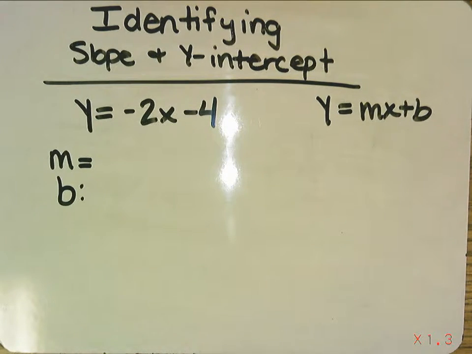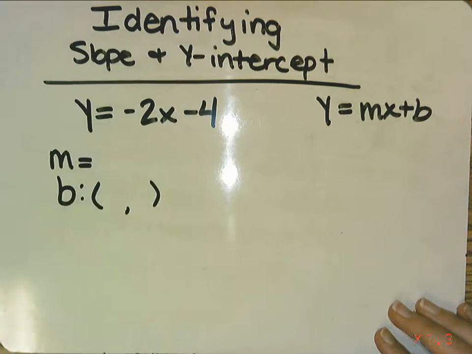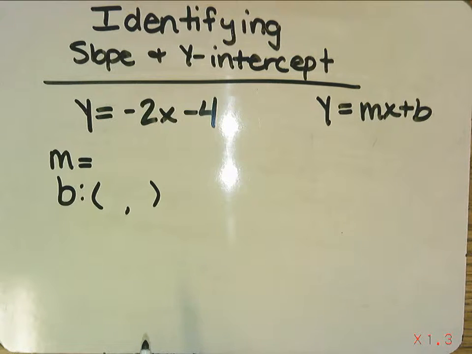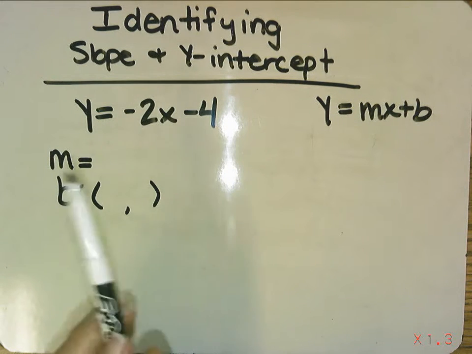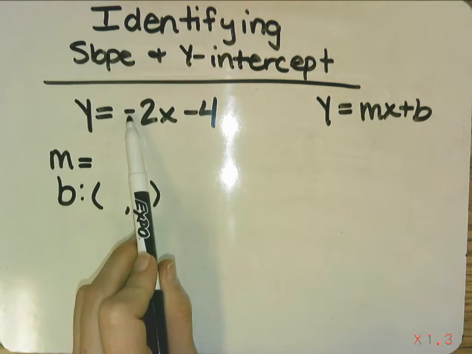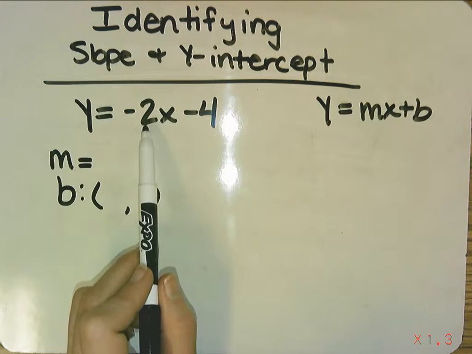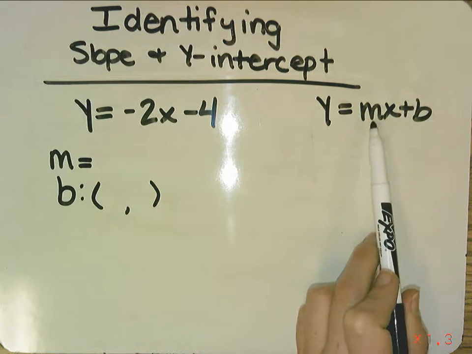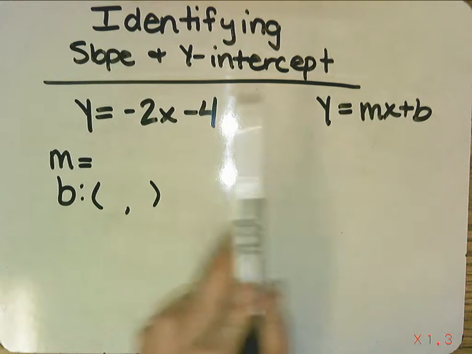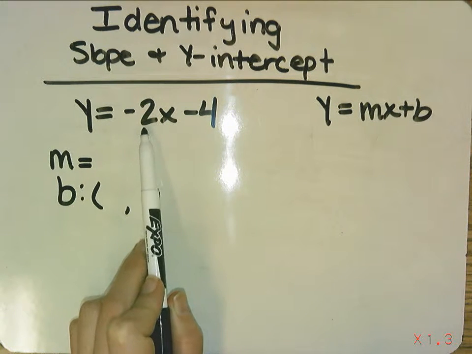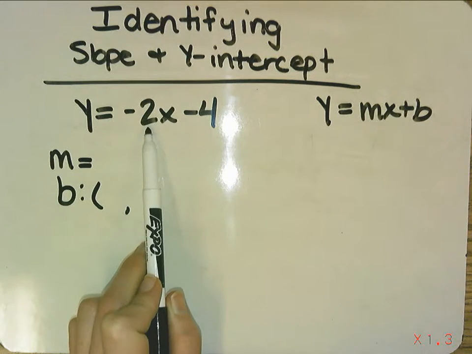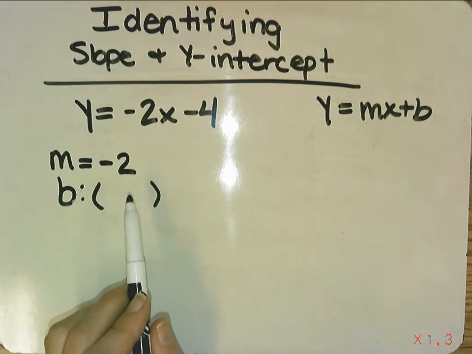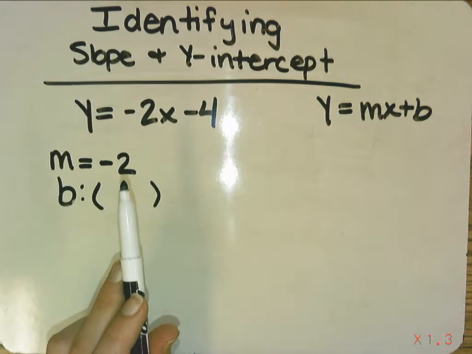Our y-intercept we always write as an ordered pair, so to remind myself of that, I'm going to set myself up with some parentheses and a comma. So now, the most important thing when identifying your slope is that the sign comes with your number. So your slope, if you look at the y equals mx plus b equation, you'll notice that it is slope times x. So I'm going to look at whatever is being multiplied by x in this equation. Here, that's negative 2. The slope of this line is negative 2. It's not negative 2x, it's just negative 2.